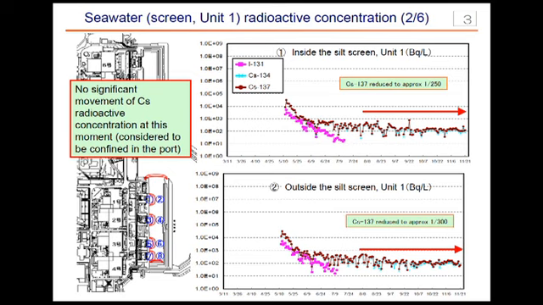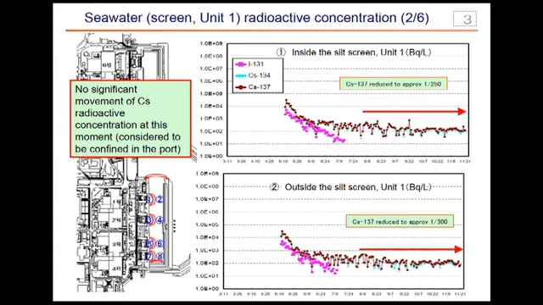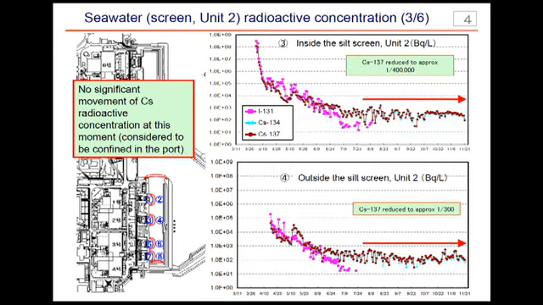Now we measure that the cesium-137 order is from the power of 10 ± 0 to the power of 10 + 1. Next, page 4. This is the situation in the port.